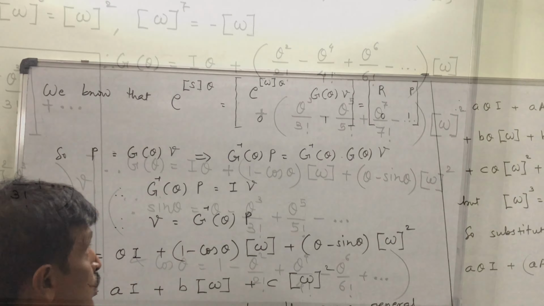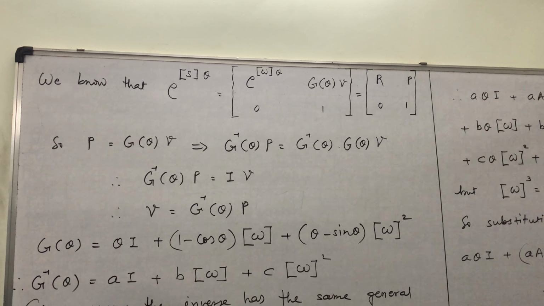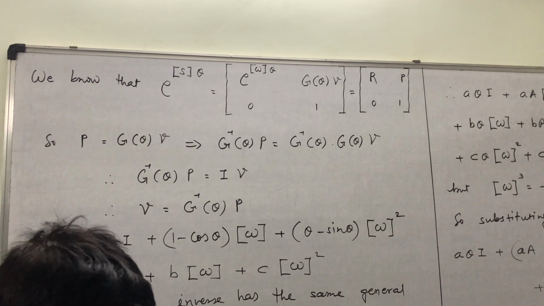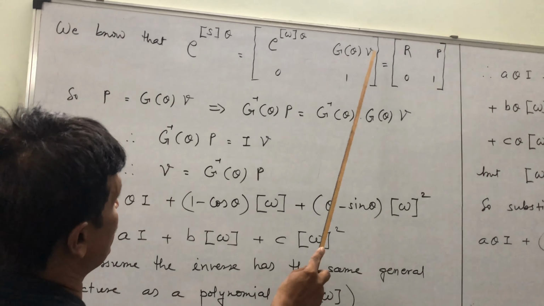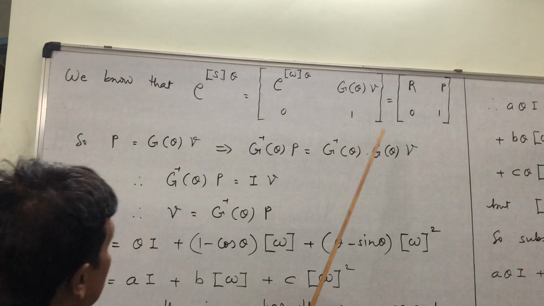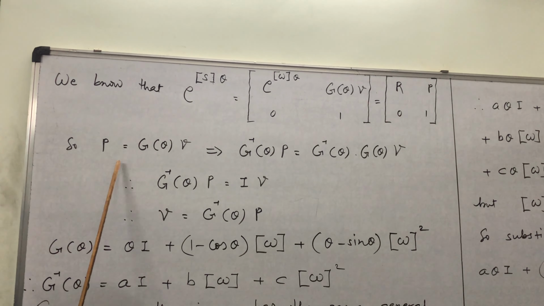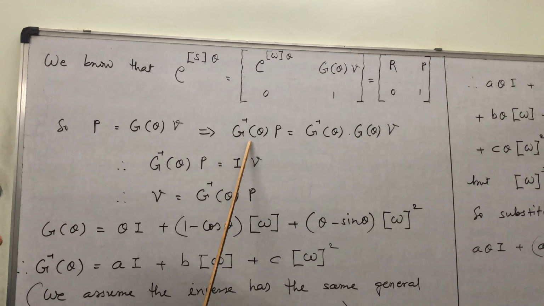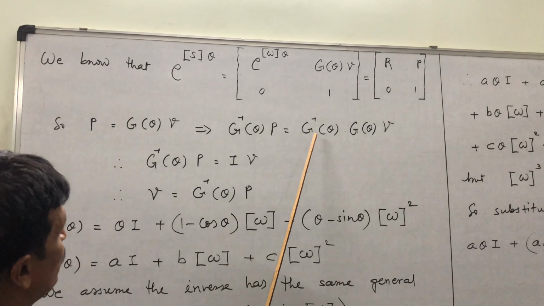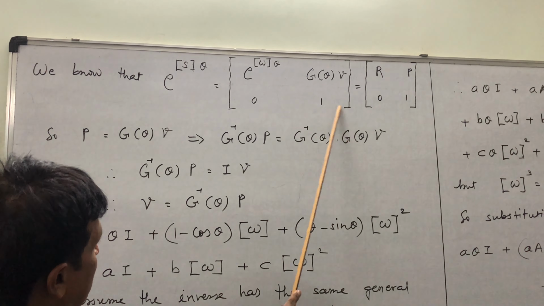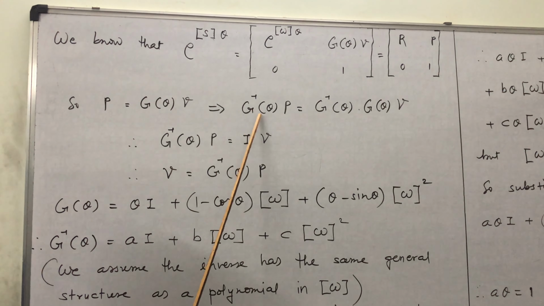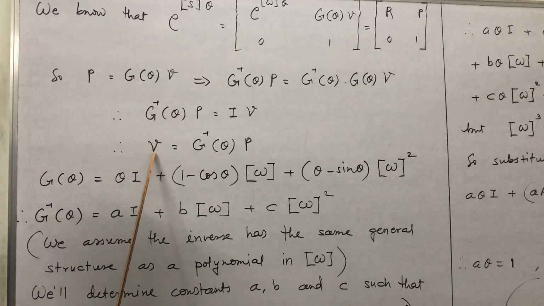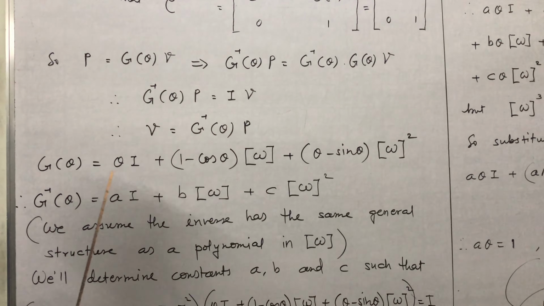Okay. Today we will obtain the formula for g inverse of theta. We know that e raised to s theta equals e raised to omega theta, g of theta into v, 0 1, rp 0 1. It's a transformation matrix. So p equals g of theta into v. Multiplying both sides by g inverse of theta, g inverse of theta into p equals g inverse of theta into g of theta into v, but this is the identity matrix. So g inverse of theta into p equals I into v, but I into v is v. So v equals g inverse of theta into p.